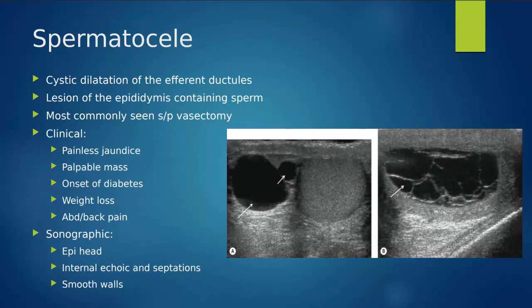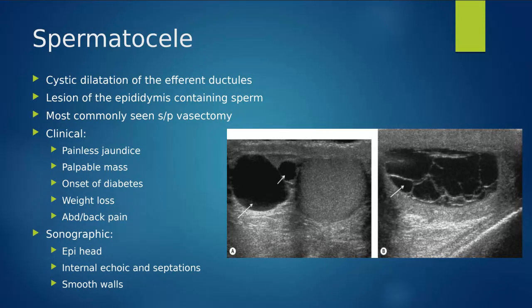Clinically, the patients are going to have painless jaundice, which is interesting because jaundice is a liver condition. So their skin is going to start to appear yellow. It's going to be painless for them. They could have a palpable mass. They could also have onset of diabetes, weight loss, and abdominal and back pain. So this is a type of condition that's pretty random. It has a lot of randomly associated clinical symptoms. Onset of diabetes, I can't particularly tell you why that would be. Just a lot of interesting clinical associations with something like this.